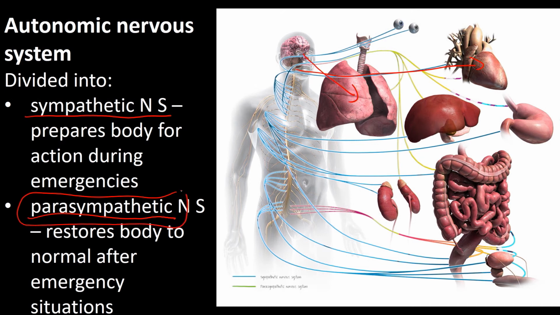But once the emergency is over, your heart's got to slow down. And that's the job of the parasympathetic nervous system. This is the chill nervous system. Hey guys, cool it, slow down, don't get hassled. And that brings your body back to its normal state. So what these two systems do, they act antagonistically, which means they work against each other. It's to prepare your body for emergencies and then relax when the emergency is over.